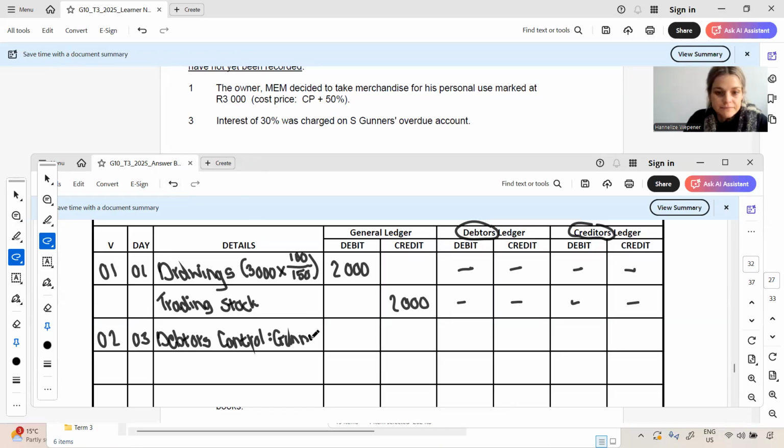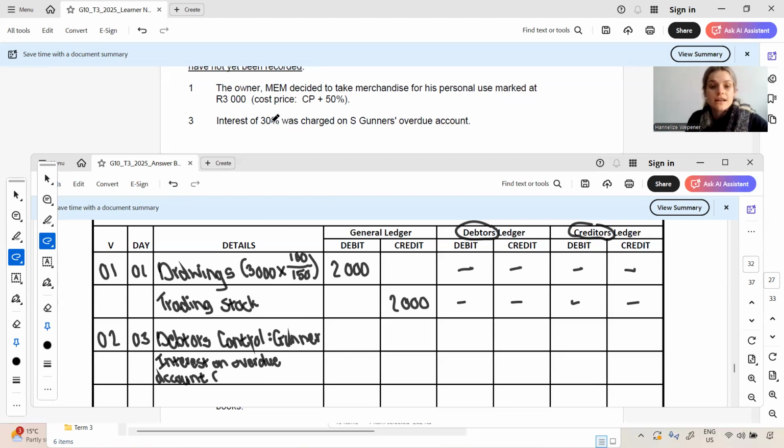Okay, Gunner. Why is his account increasing? It's increasing because of the interest on overdue account. So it's not just interest, it's not interest income, please. It's interest on overdue account. Then remember that the rate that we give you for the interest is per annum, unless stated otherwise.